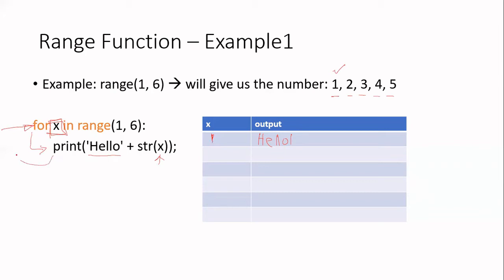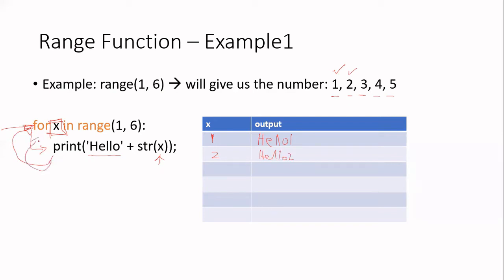Because it's a loop, we go back to the loop counter, and x takes on the next value. And the next value is now 2. So x takes on the value 2, come into the loop and execute the statement. So it's going to print hello, and it's going to print the x value, which is 2. So this is going to print hello 2.